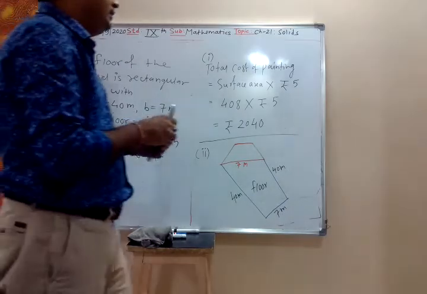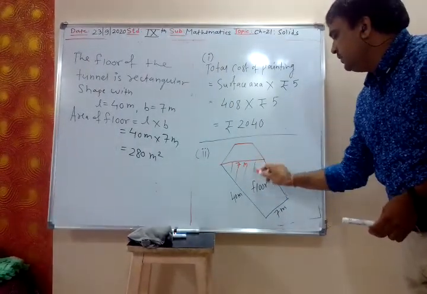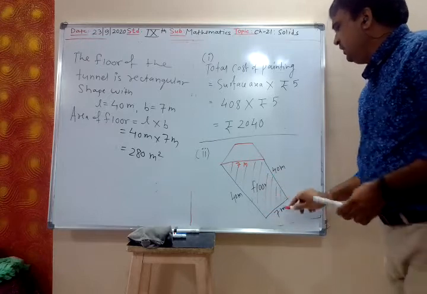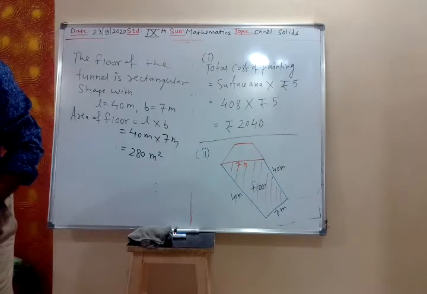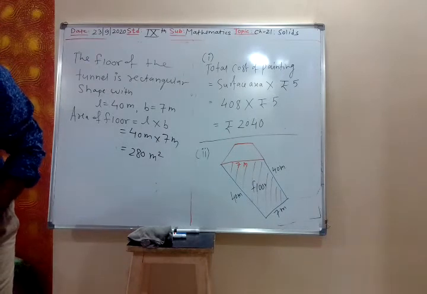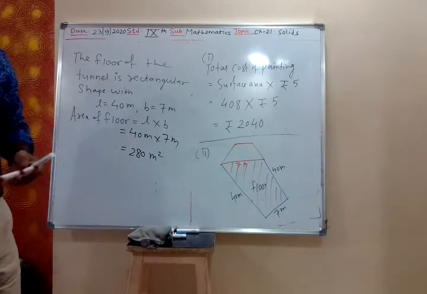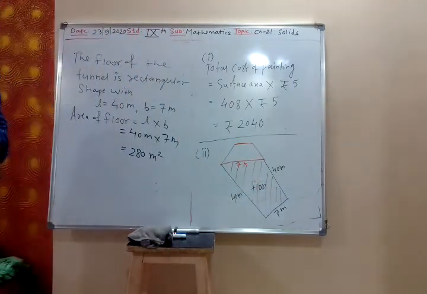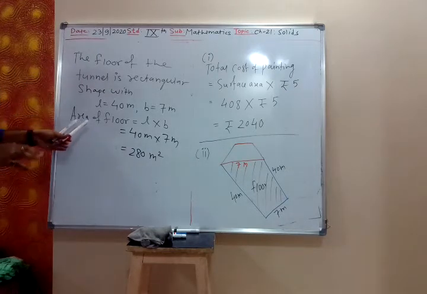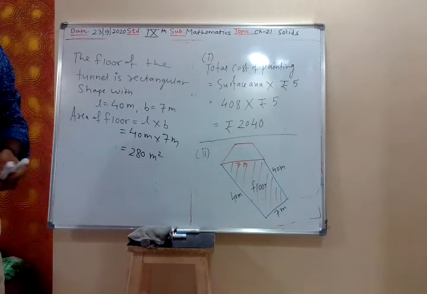Correct? 280 meter square is the area. This is the area of the floor. This floor we have to pave with tiles. So what will be the total cost? Sum is not over. This is the area of the floor, and this area of the floor we have to pave with tiles.